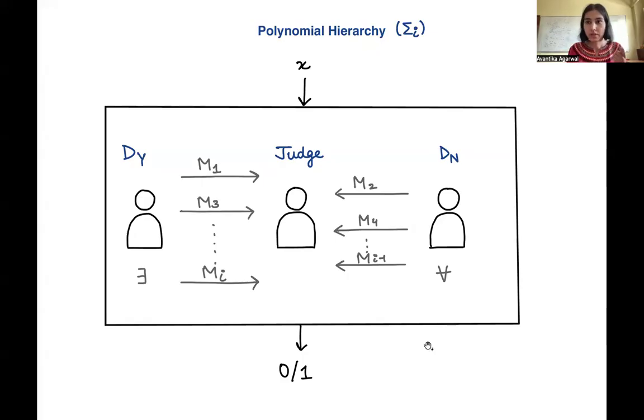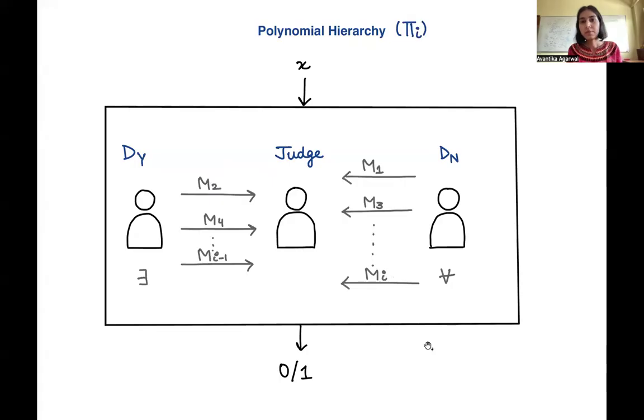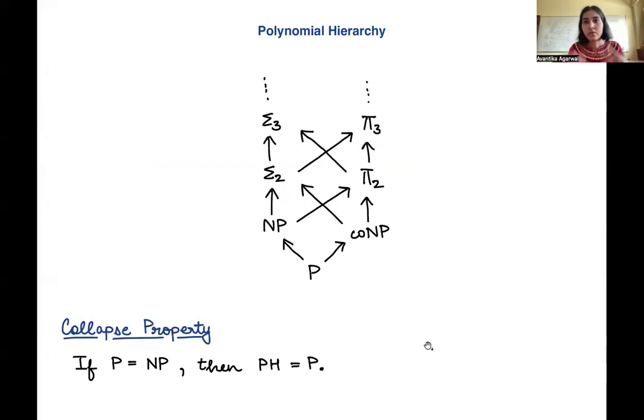Now that we have two debaters, we have two choices of which debater speaks first. If dy speaks first, then we get the complexity class sigma i. And if dn speaks first, then we get the complexity class pi i. Together, sigma i and pi i form the ith level of the polynomial hierarchy. We can also see that the ith level of PH contains the (i-1)th level of PH, because the judge can just ignore a message from one of the two debaters, and that makes it an (i-1)-round debate.